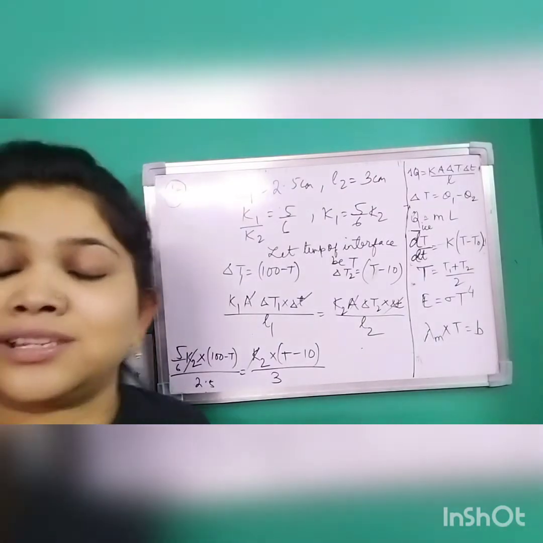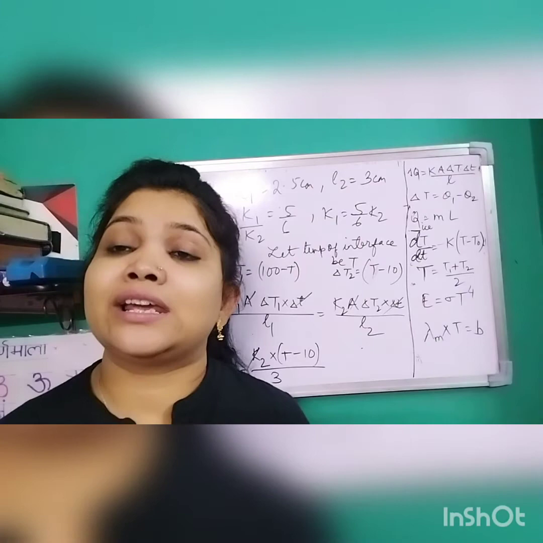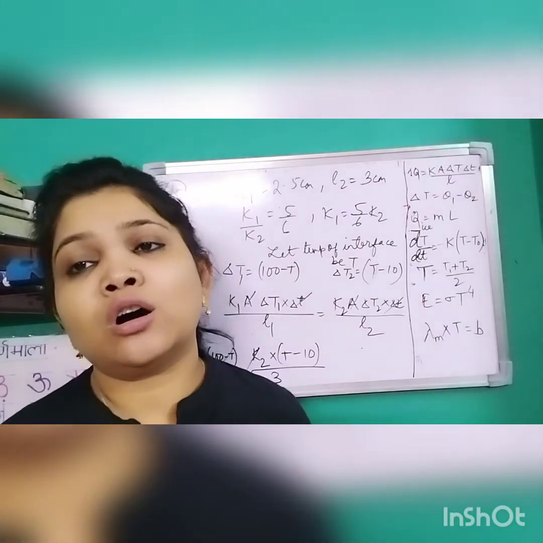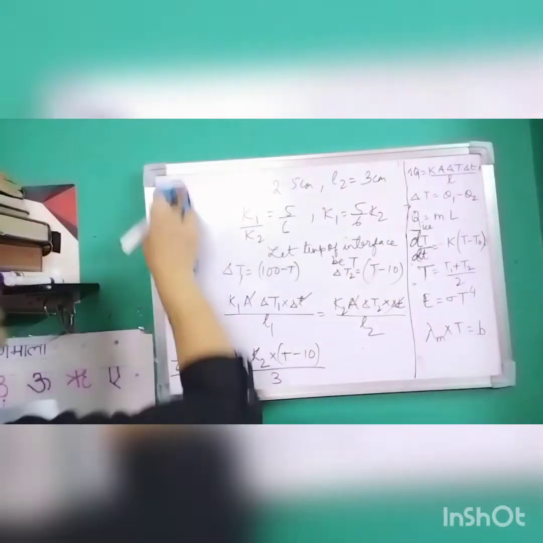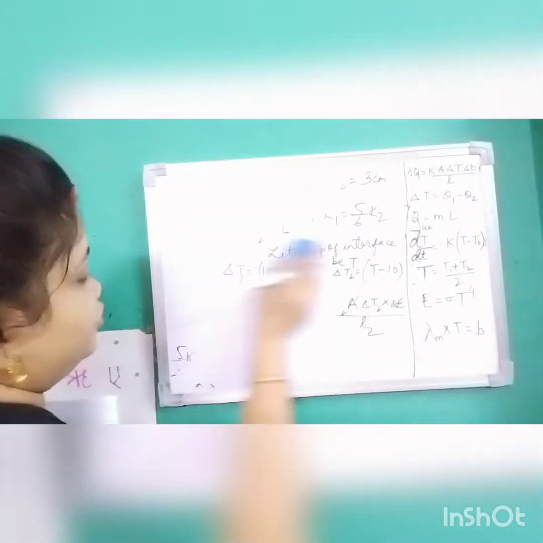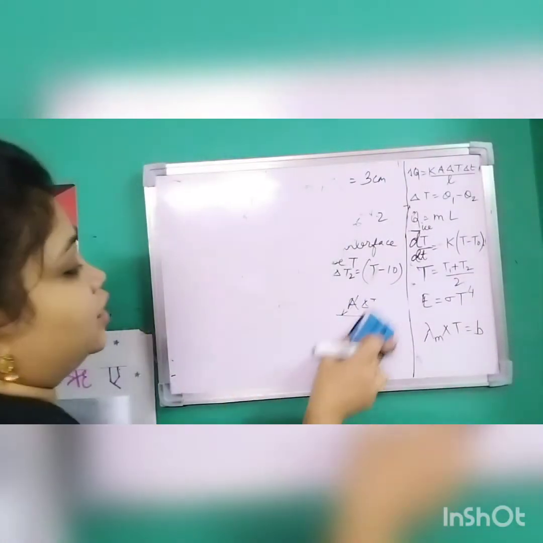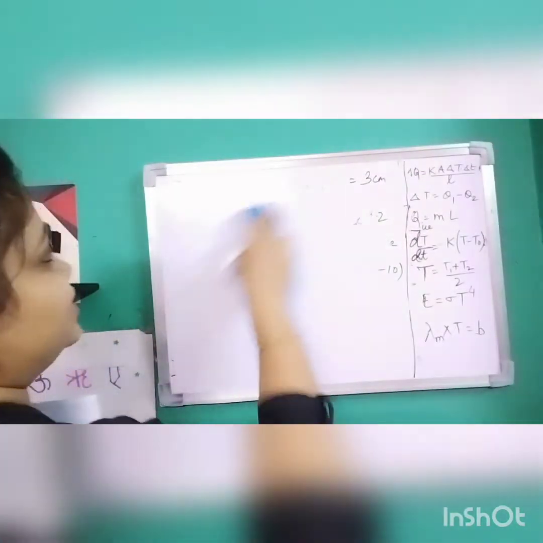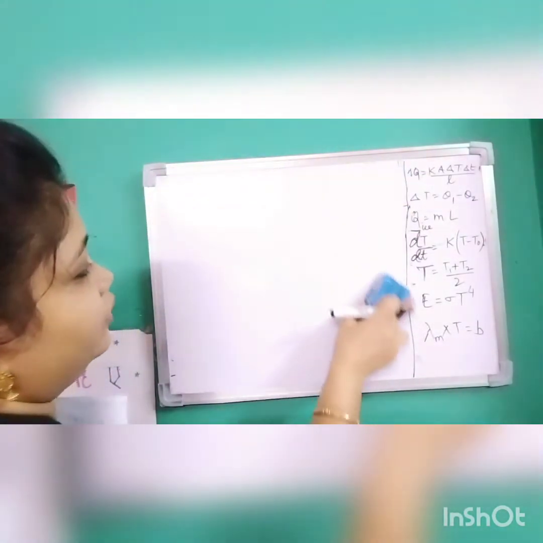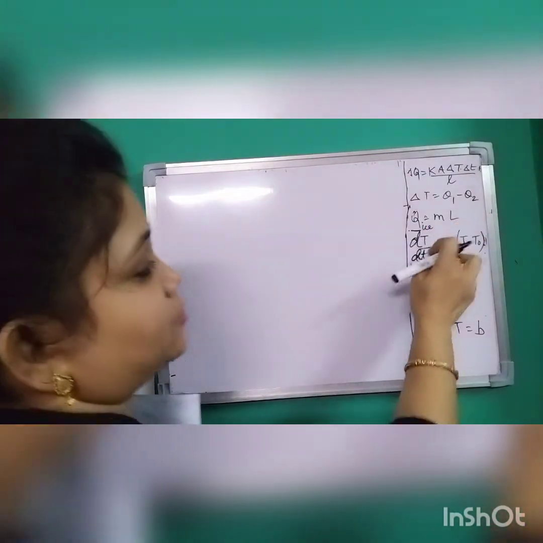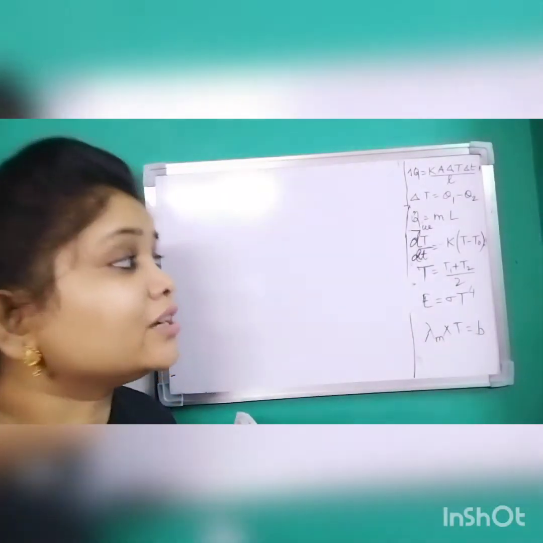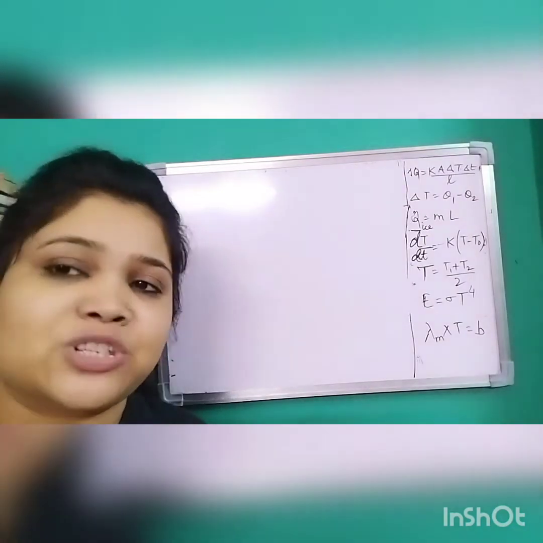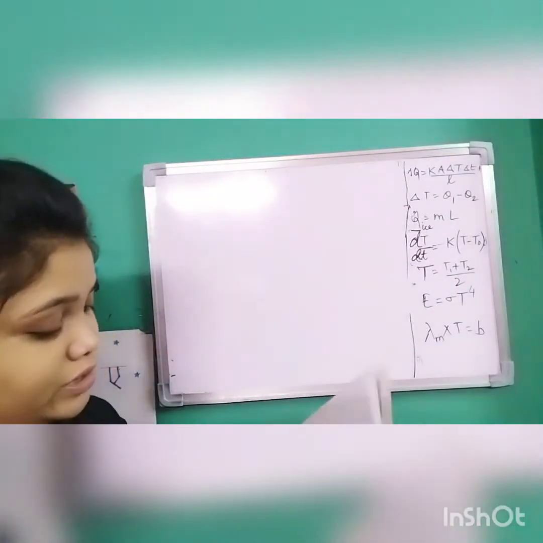Now sums number 16 and 17, students, are based on Newton's law of cooling. Till now we were doing sums of thermal conductivity. Now sums 16 and 17 will be dealing with Newton's law of cooling, which is dT by dt is equal to minus K (T minus T0), where T is the average temperature and T0 is the temperature of the surroundings. Now let's go through the sum.